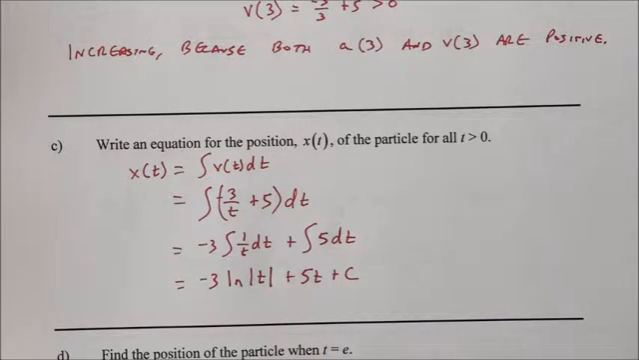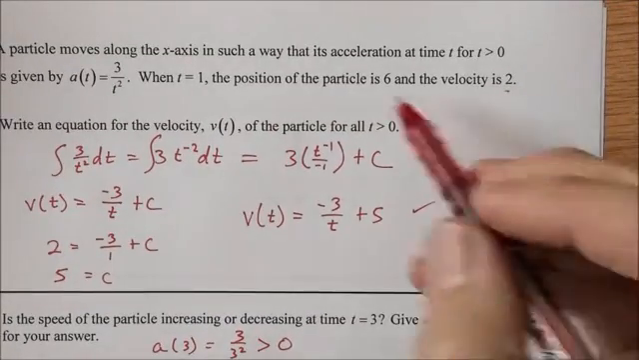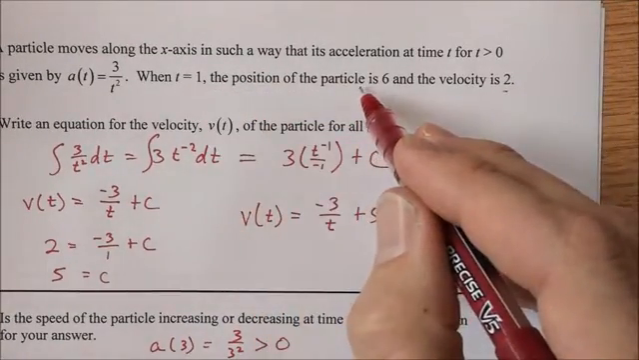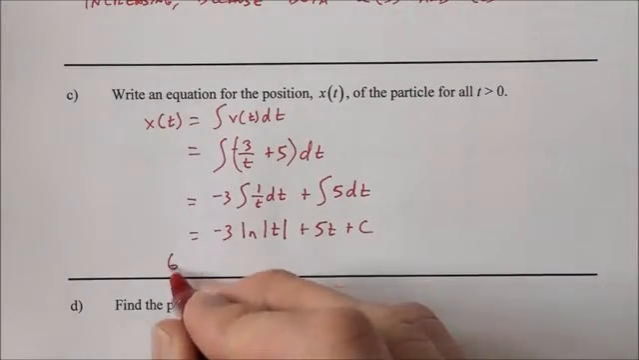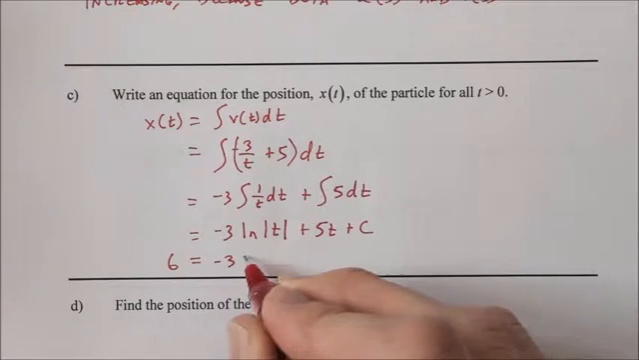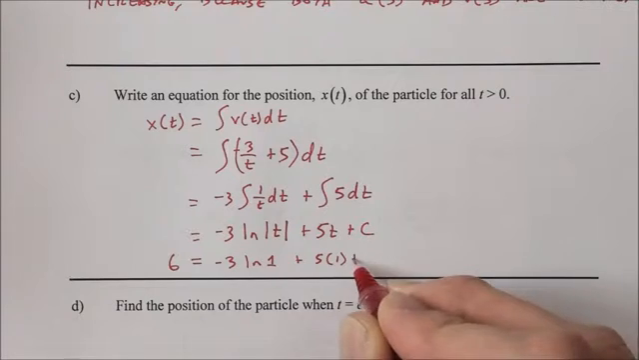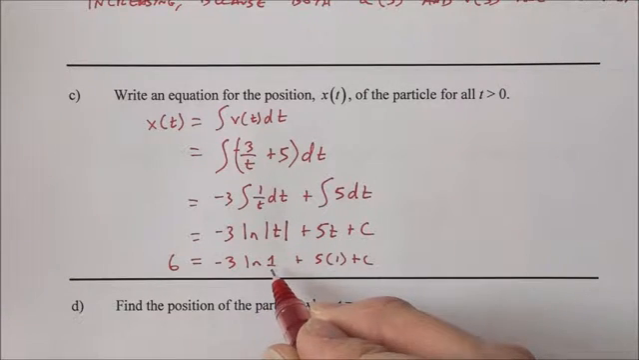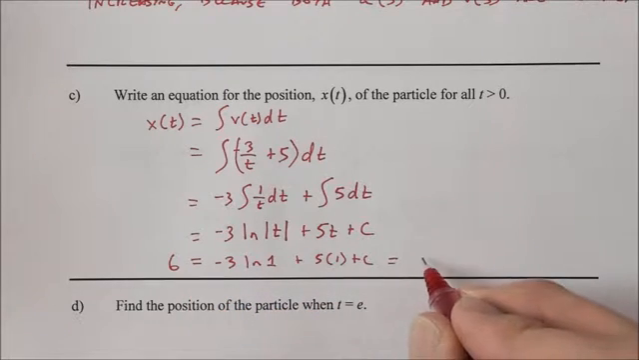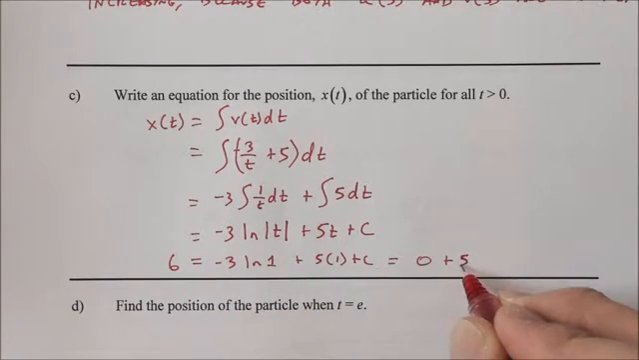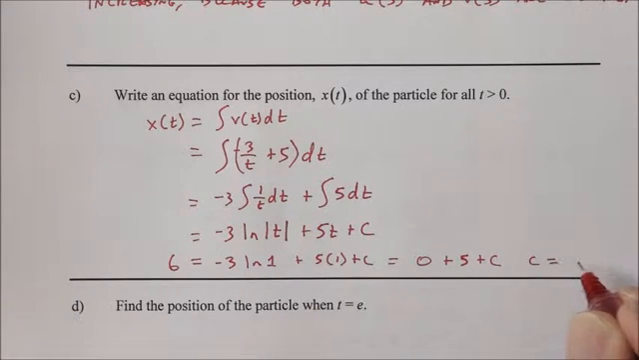Again, we're looking to solve for c. We have to go back up to the top of our problem. When we do so, we see that when t is 1, the position is 6. Okay, so 6 is equal to negative 3 times the natural log of 1 plus 5 times 1 plus c. The natural log of 1 is, yes, it's 0. So 6 is equal to 0 plus 5 plus c. So c plus 5 is 6, which means c must be 1.